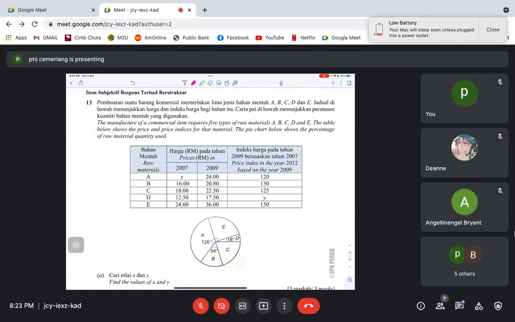Question 13 says that the manufacture of a commercial item requires 5 types of raw material. You have A, B, C, D, and E. The table below shows the price and the price indices for that material. Okay, the pie chart below shows the percentage of the raw material quantity used. So how many of you are okay with this question? You have seen this question in your Form 4. How many of you feel that this question is alright?